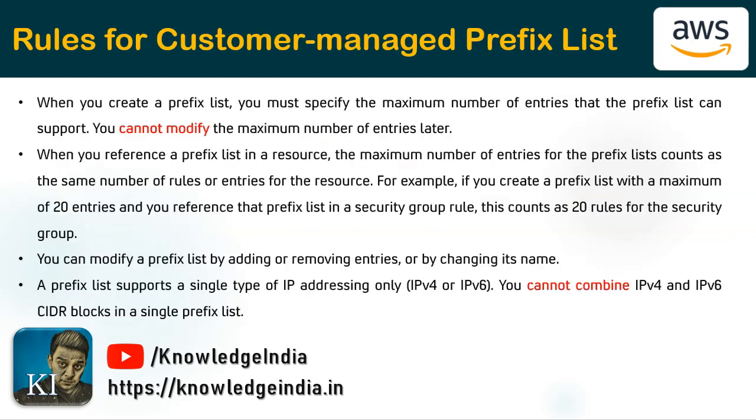Now, there are a few things which I already talked to you about: the number of entries is something which you need to specify at the start. You cannot change that number of entries later on. And of course, you need to select between IP version 4 or IP version 6. You cannot just mix it, right? So you can very well modify your prefix list by adding more entries or removing entries. That's possible. You can also change the name if you want.